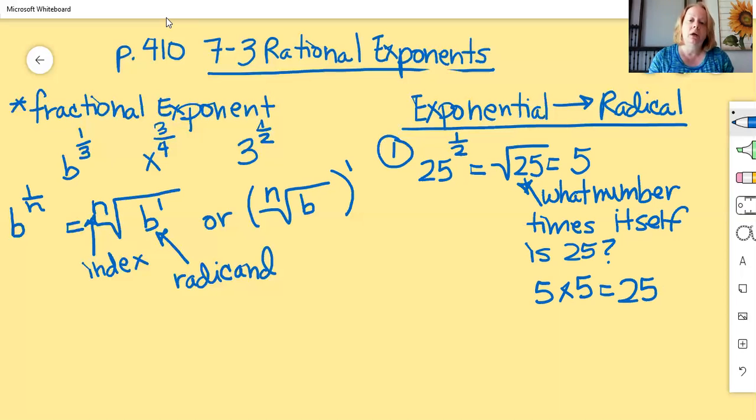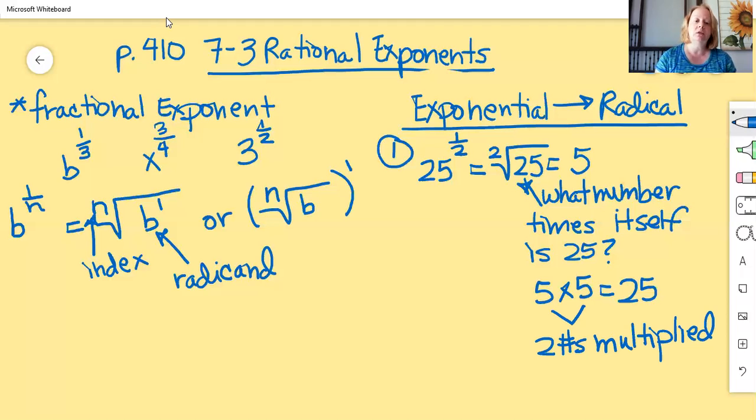Now, in mathematics, we don't usually write a 2 here. You can write it here to remind yourself that it's a 2, but it's usually implied. Okay, so the 2 means the number of multiplications. Here we have 2 numbers multiplied together. Okay, so the index always is going to tell you how many numbers you have multiplied together by itself. Okay, let's go on to another one here.